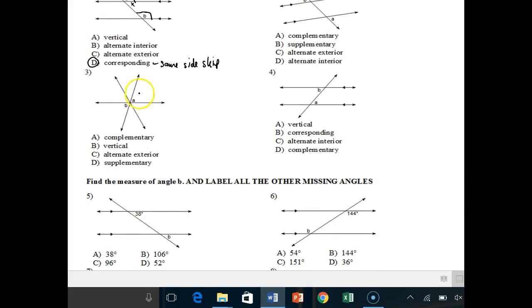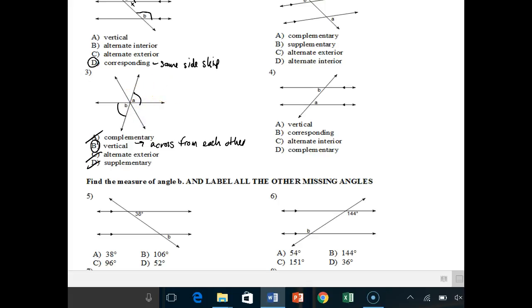Number three is a little bit tricky, but notice they're across from each other at kind of an X point or a V point. That's vertical. You can say across from each other. The other answers on number three don't make sense. Complementary, there's no right angle. Alternate exterior, there's no transversal. And supplementary, that would be like if B was right there, then they'd be supplementary.